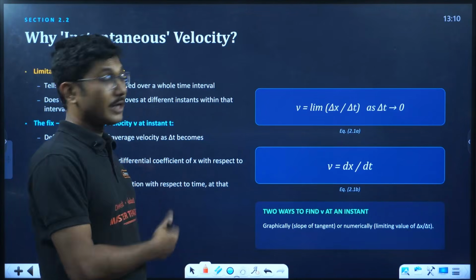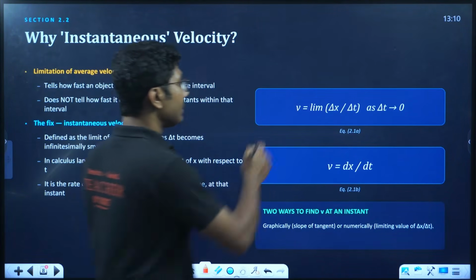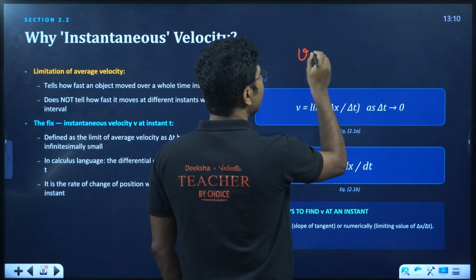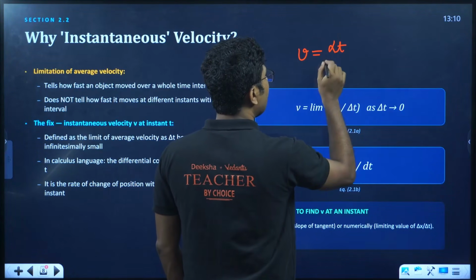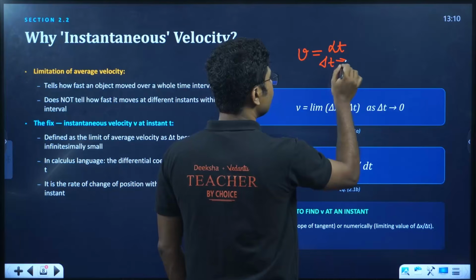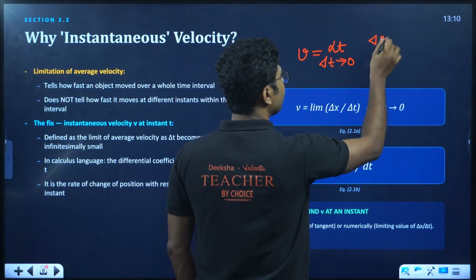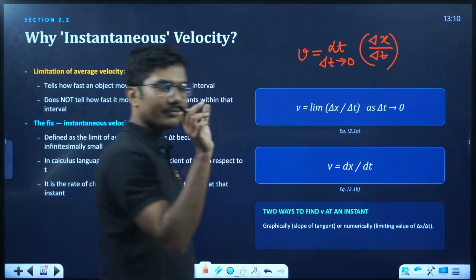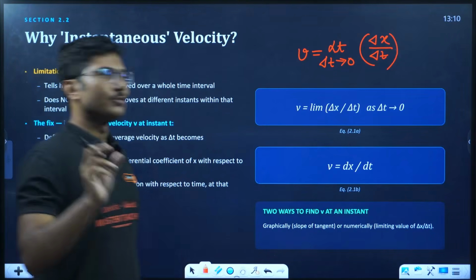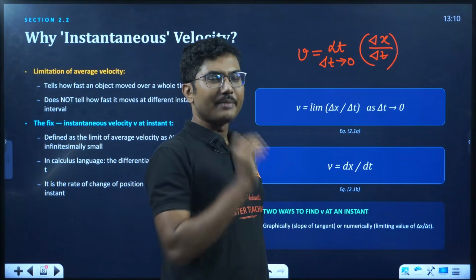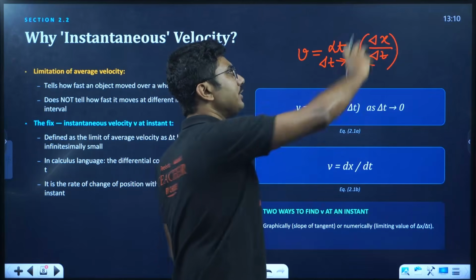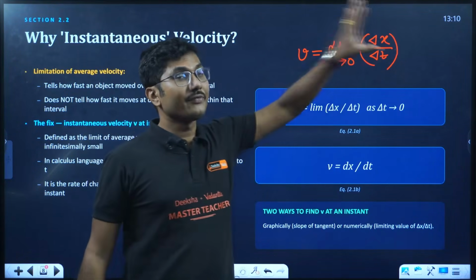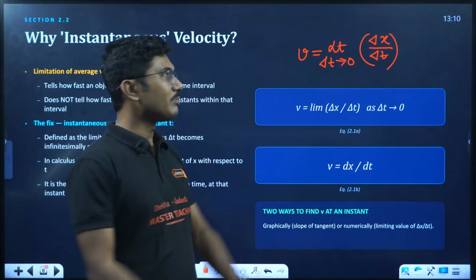So if you are talking in terms of limit, this is how it is written. Instantaneous velocity v is given by the limit as delta t tends to 0 of change in position divided by change in time. In the small time interval delta t, what is the change in position, and as you take the time interval close to 0, what will this ratio be? This ratio will be neither infinity nor 0. It will have a fixed constant value. That is a very, very important point to remember.